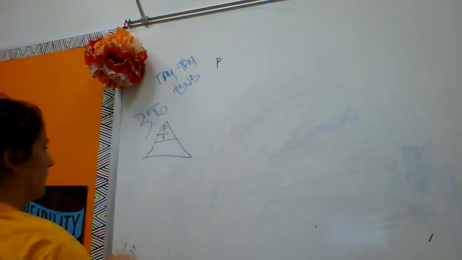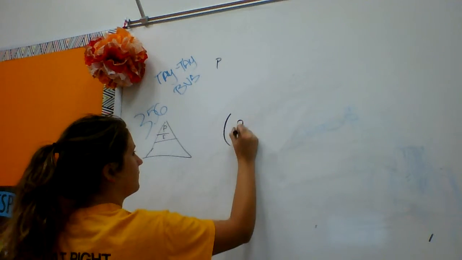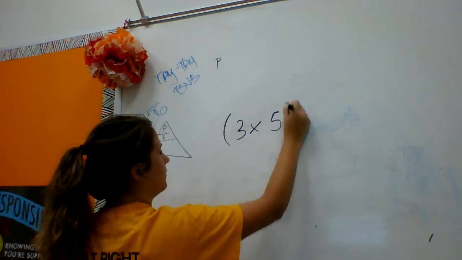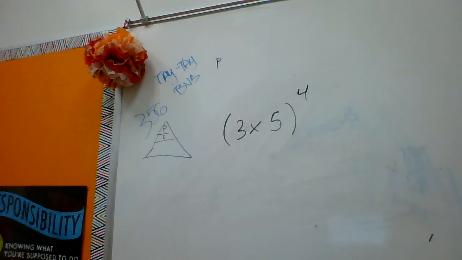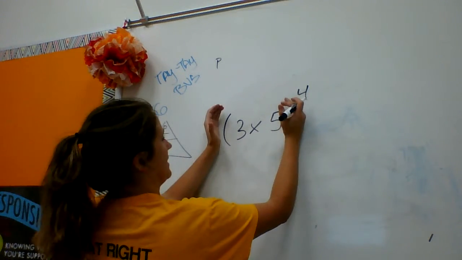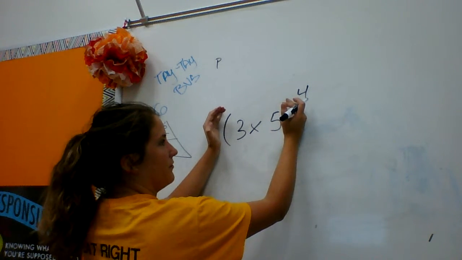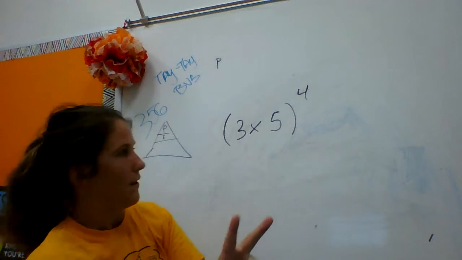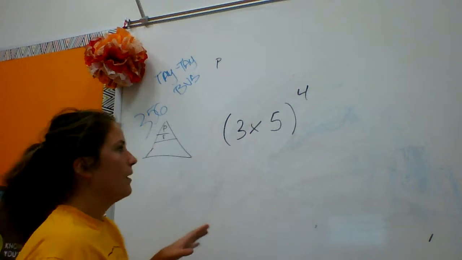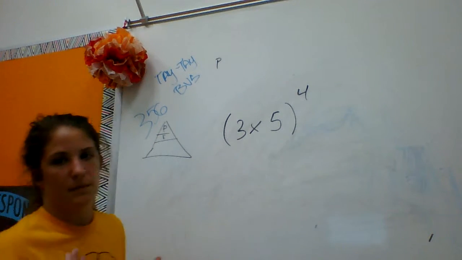The next example is 3 times 5 raised to the 4th power. 3 times 5 to the 4th power. I'm going to do the same thing I did before. I'm going to look at what my base is. My base is 3 times 5. And I'm going to raise that to the 4th power. Now, there are 2 different ways I can do this. So if I was on your paper, I would write this twice and write both examples down.